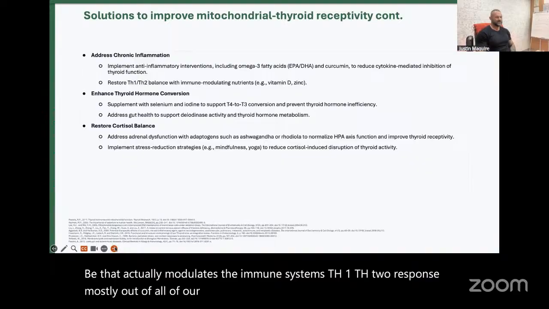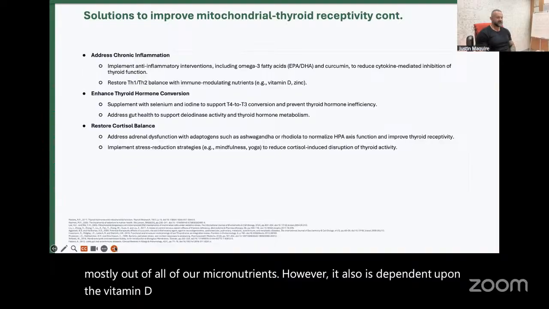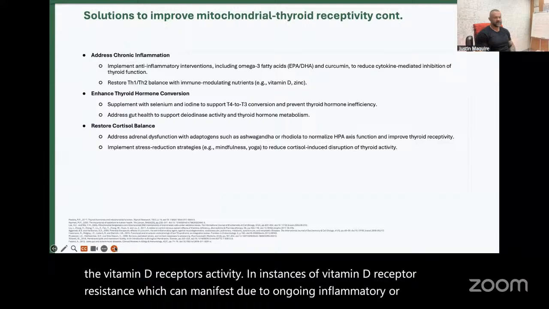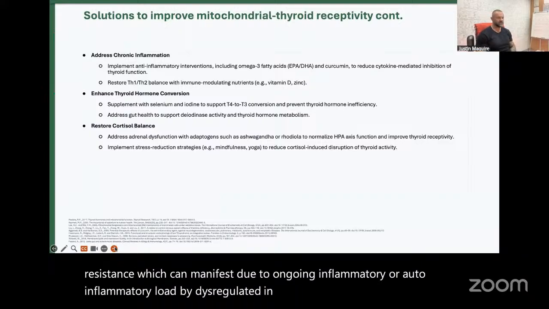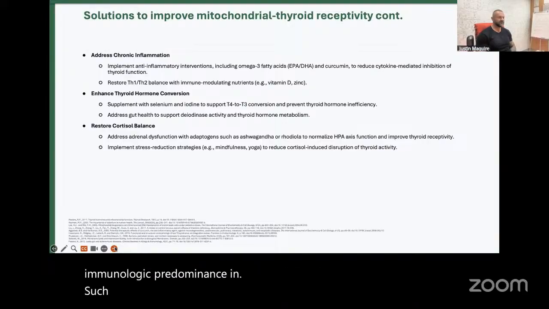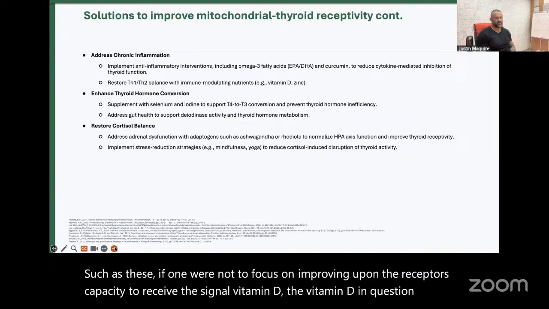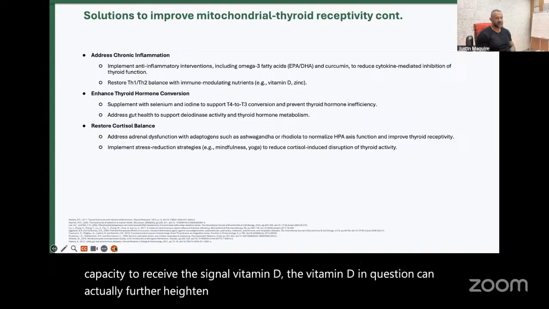However, it also is dependent upon the vitamin D receptor's activity. In instances of vitamin D receptor resistance, which can manifest due to ongoing inflammatory or autoinflammatory load by dysregulated innate immunity brought on by Th2 immunological dominance. In instances such as these, if one were not to focus on improving the receptor's capacity to receive the signal of vitamin D, the vitamin D in question can actually further heighten lipid peroxidative outcomes and create membrane instability.